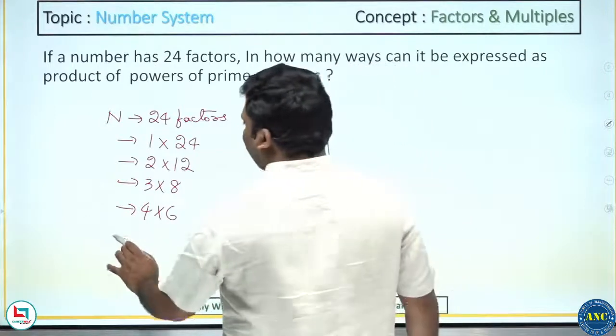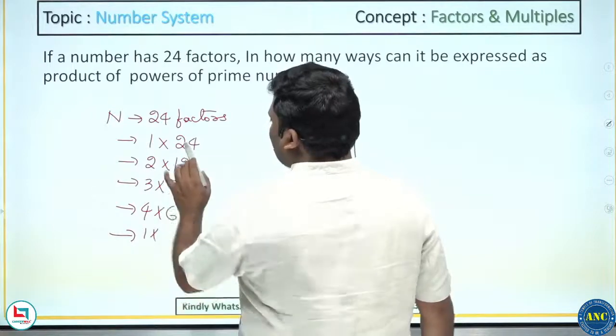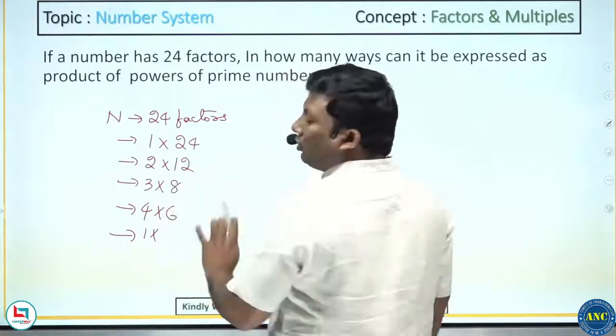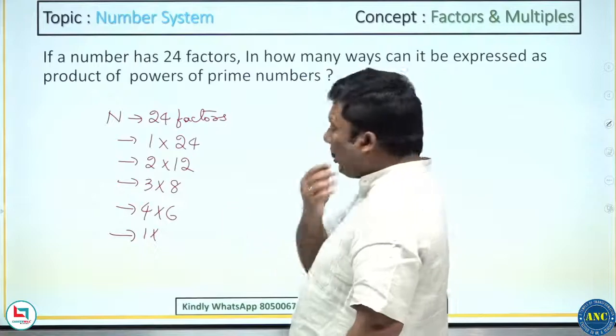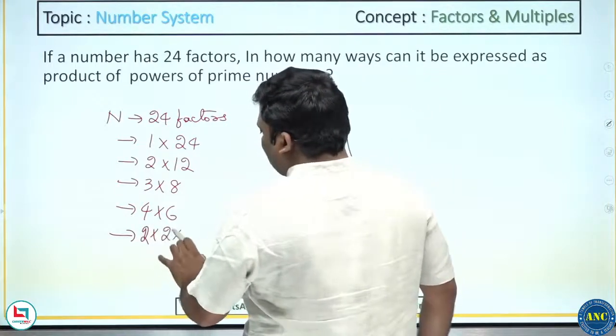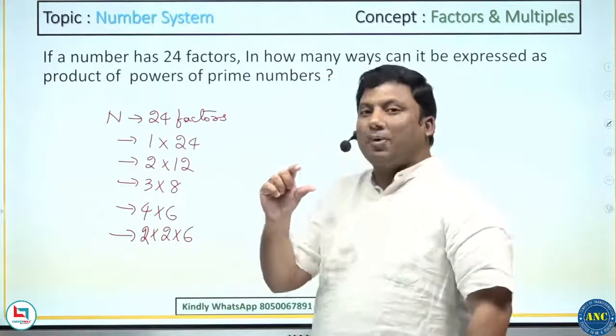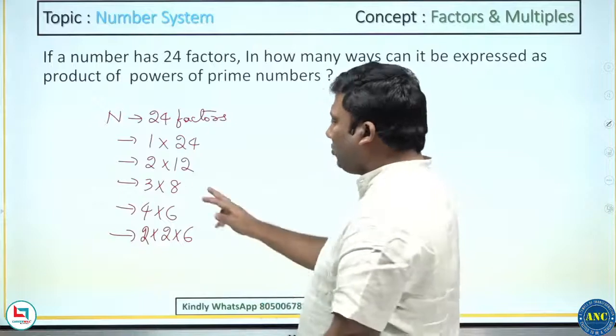Now, product of 3. 1 is 1. 24 can be written as 3 into 8. 1 into 3 into 8 is already taken. 2 into 12 can be written as 2 into 6. I hope it is clear. First I am writing it as a product of 2, then I am decomposing it.